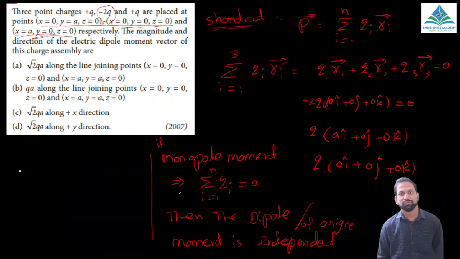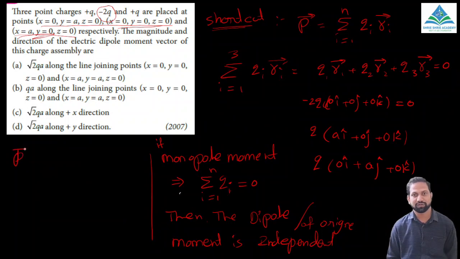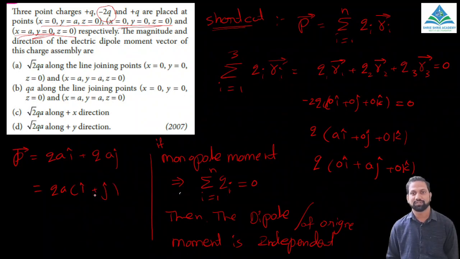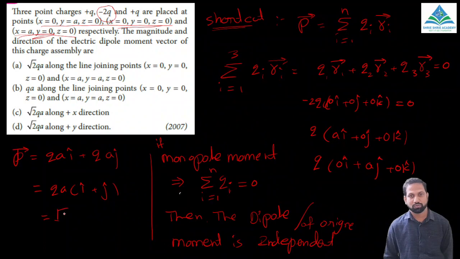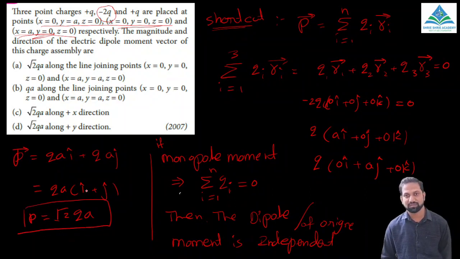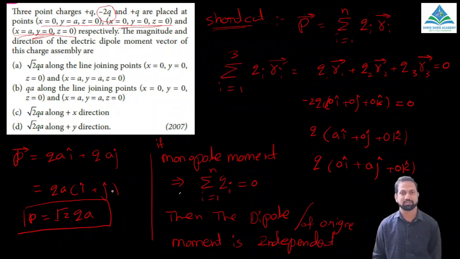Yeah. So the dipole moment vector P equals QA i cap plus QA j cap. Then you can take QA common, it is i cap plus j cap. So the magnitude, if you find, is very simple: i cap plus j cap has magnitude root 2. So root 2 times QA is the magnitude of the dipole moment. What about the direction? Direction is 45 degrees with the x-axis or y-axis also, okay?